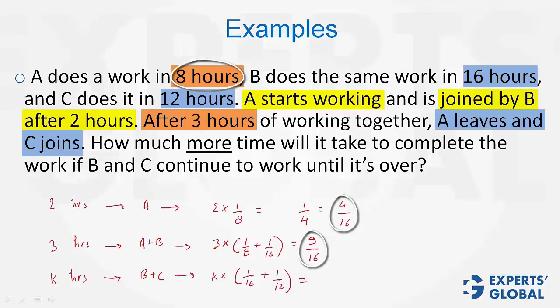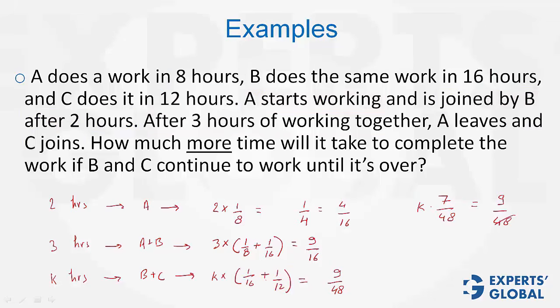3/16 is left. But see, the LCM of denominators here is going to be 48. So rather than 3/16, let's write it as 9/48 for ease of calculation. This will simplify to 7/48. So K times 7/48 equals 9/48. 48s get canceled. Therefore, K equals 9/7 hours. The question is asking how much more time will they need to work. The answer is 9/7 hours.